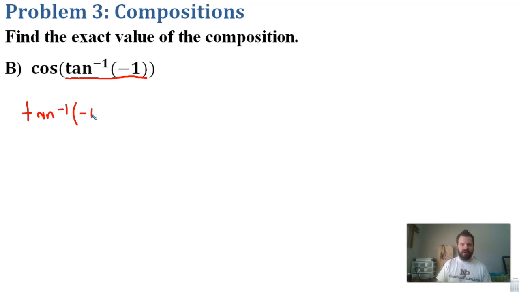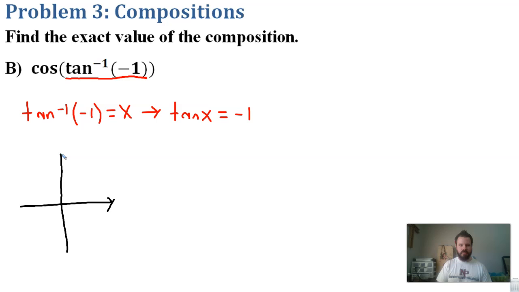tangent inverse of negative 1 is equal to x. Well, what does that mean? That means the same thing as tangent x equals negative 1. Okay, with this one, there's actually a couple ways to think about it. With this negative 1, there's a few different methods I can use to get that. I could go to my angles in standard position.